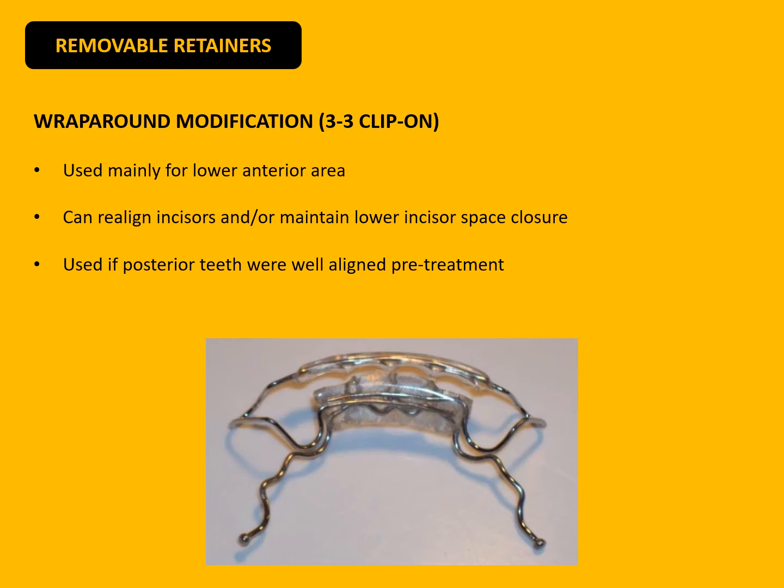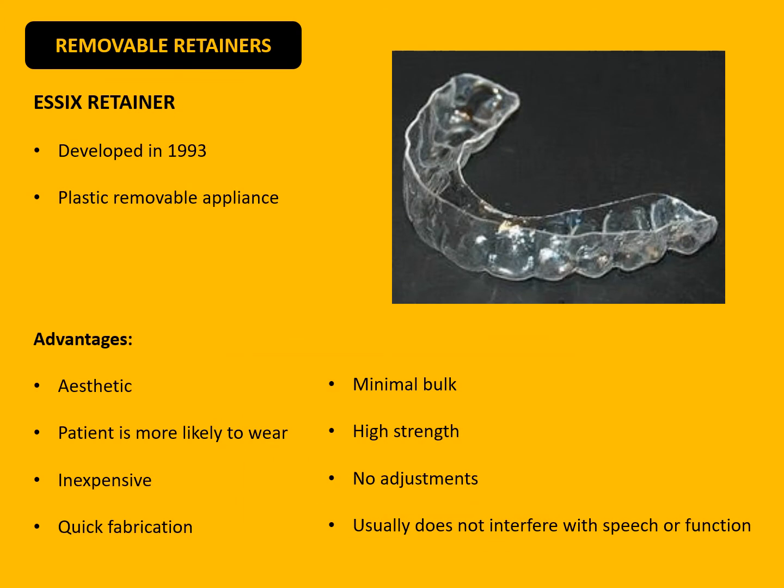This is also another retainer known as a wraparound modification, that is 3 to 3 clip-on. It's mainly used for the lower anterior area. It can be used to realign incisors and or to maintain lower incisor space closure. Used if posterior teeth were well aligned pre-treatment. So these are some of the indications wherein you can use a wraparound modification.